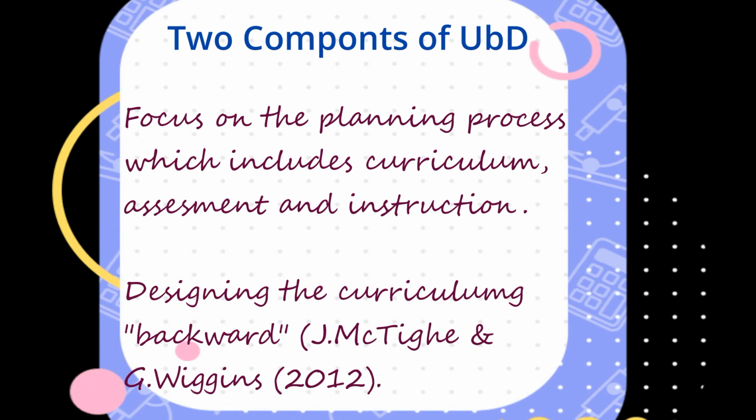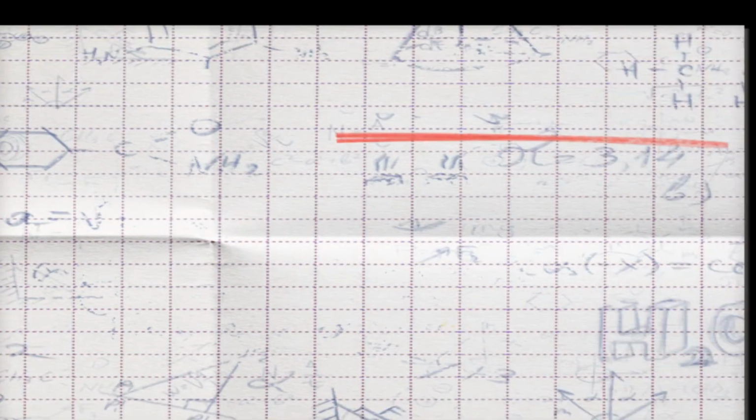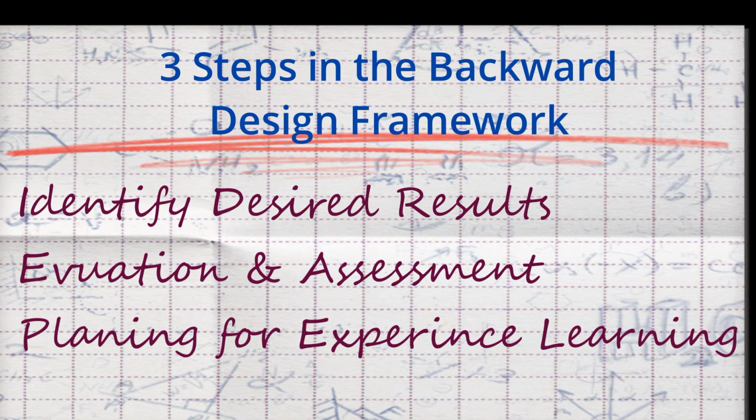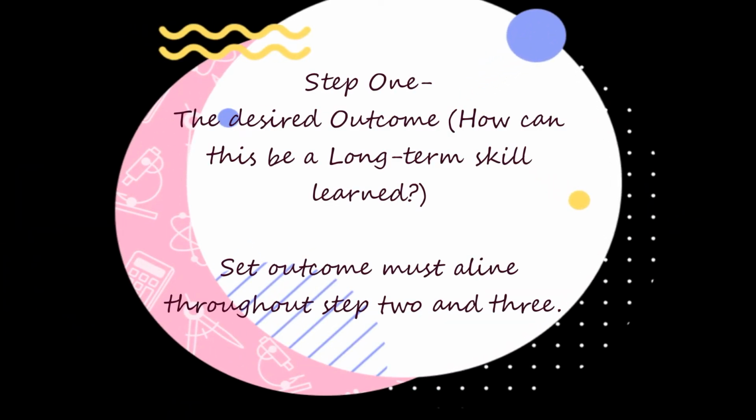From our reading this week, the two components that made up the UBD focus on the planning process, which includes curriculum, assessment, and instruction, and also the second one, which is designing the curriculum backwards. When creating curriculum and designing it using the backward design framework, three steps must be included: identify the desired results, evaluation and assessment, and planning for learning experiences that students can use within and outside of the classroom without the teacher present. So let's start with step one.